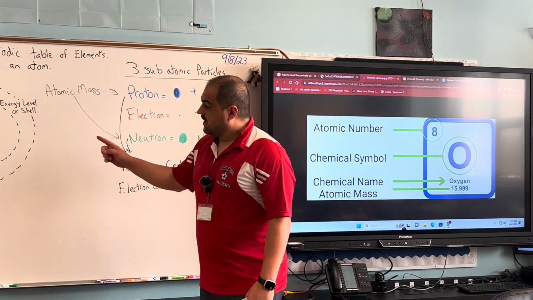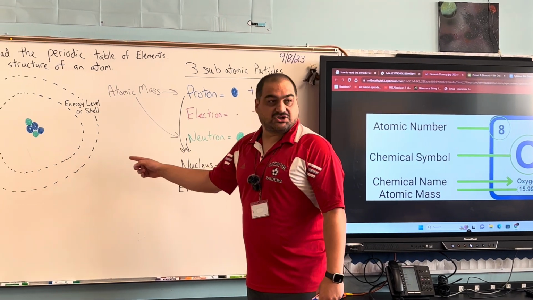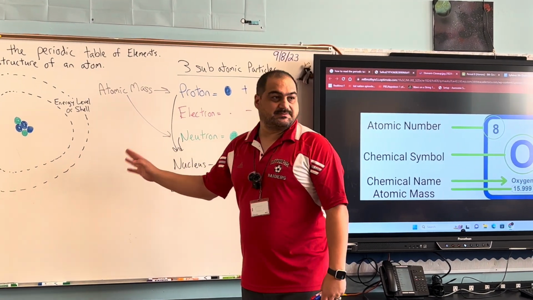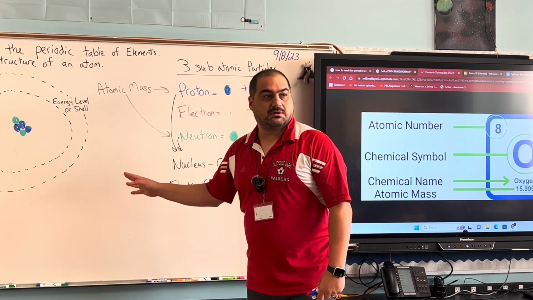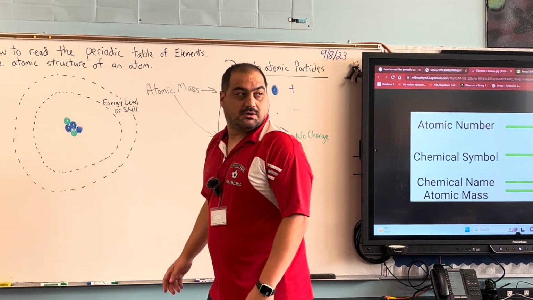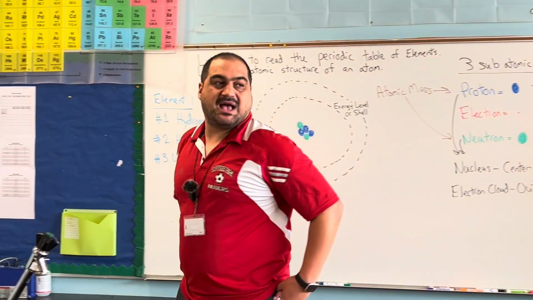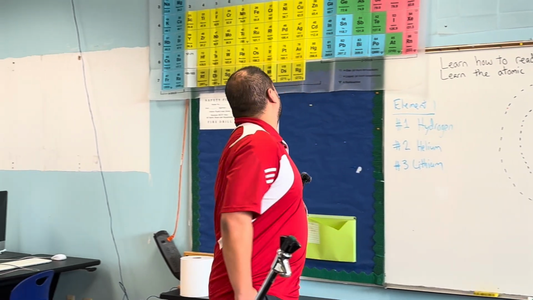So we got 3 protons. We got 3 electrons. What about my neutrons? Does my neutron count look good? No? How do you know? What's the atomic mass for lithium? Well, yeah, it says 6.9.